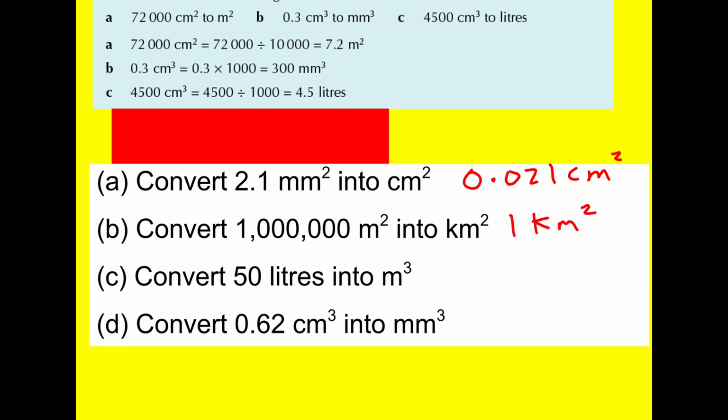50 litres into metres cubed. Oof, okay. Well, a few ways of doing it. I'm going to remember that 1 litre is 1,000 centimetres cubed. That's what I'm going to remember. So it's going to be 50 times 1,000 centimetres cubed. And then I need to go from centimetres to metres. I need to divide by 100. So centimetres cubed to metres cubed, I'm going to divide by 100 cubed. I'm going to do this on a calculator. 50 times 1,000 divided by 100 cubed, actually 0.05 metres cubed.